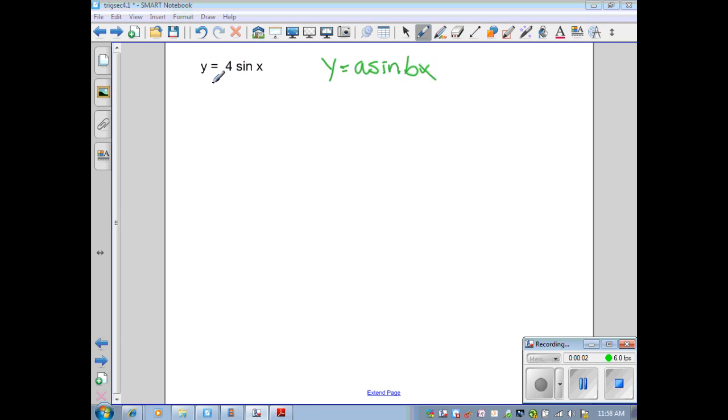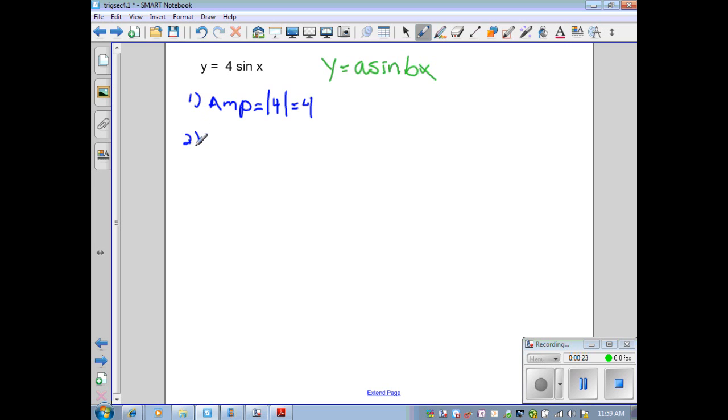Let's look at another example. Here, y equals 4 sine x. I also have the general function of y equals a sine bx. Step 1 tells us to find the amplitude. The amplitude is going to be the absolute value of a. That's our value in front of our function, which is going to be the absolute value of 4. So our amplitude is 4.